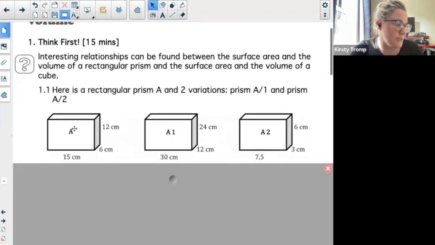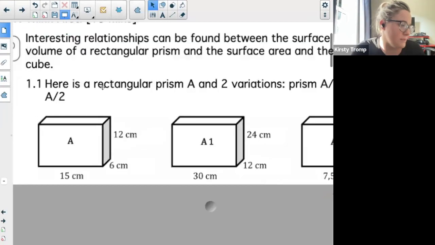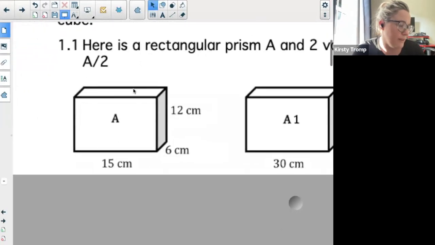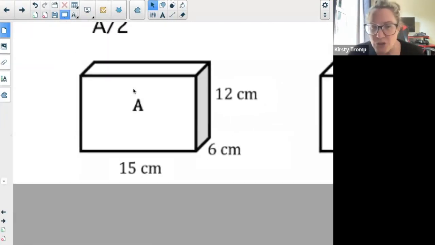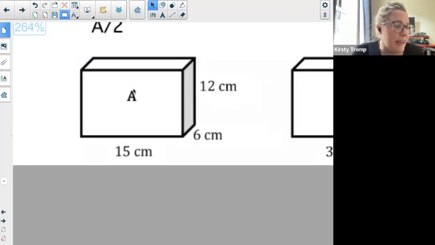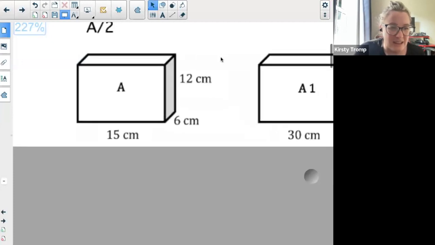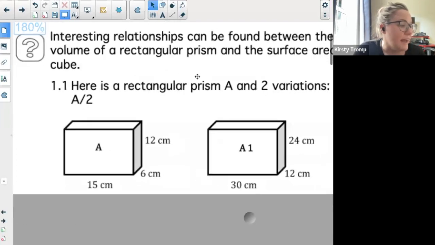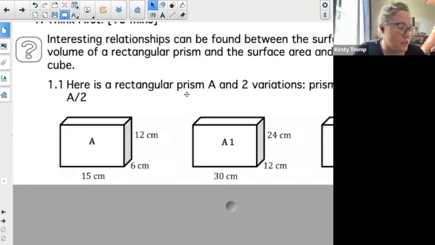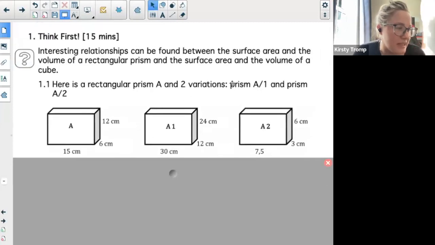So here is rectangular prism A. They're talking about this rectangular prism over here. If you want to draw that in or take a screenshot, you don't have to draw it with a ruler, you can just do a quick drawing. What they do for us in this question is they're going to take A and they're going to give you two variations of A.